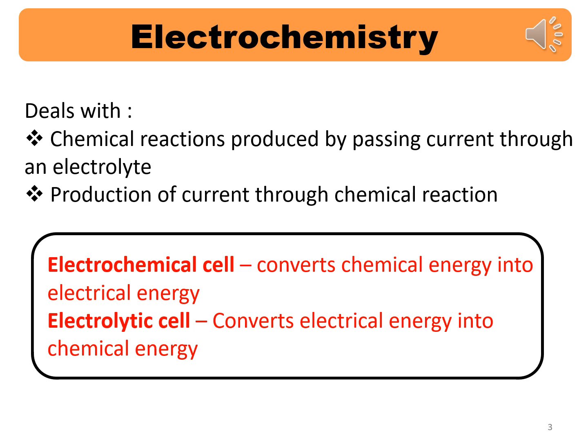Electrochemistry is a branch dealing with two types of energy conversions. Either chemical reactions can be produced by passing current through an electrolyte, or we can produce current from various chemical reactions. Thus, based on these two types of energy transitions, we have two types of cell. One is the electrochemical cell, which converts chemical energy into electrical energy, and the second one is the electrolytic cell, which converts electrical energy into chemical energy.